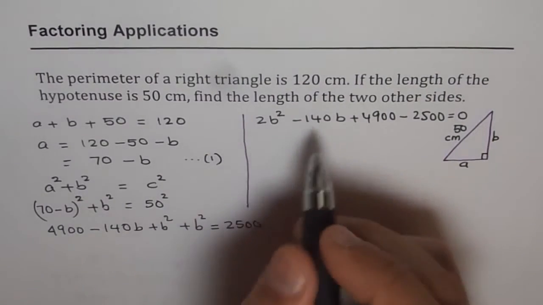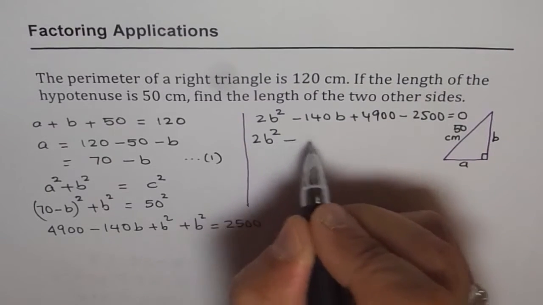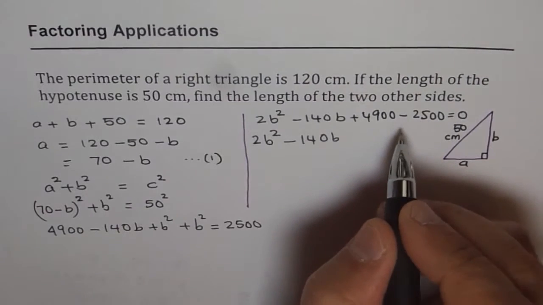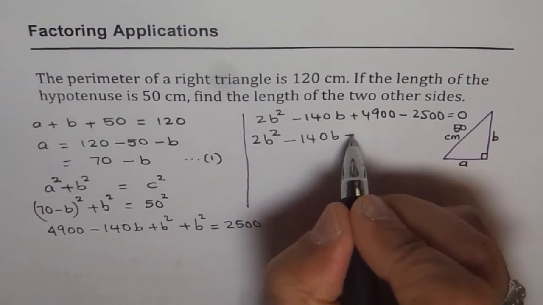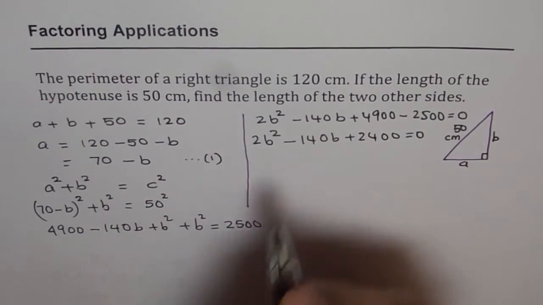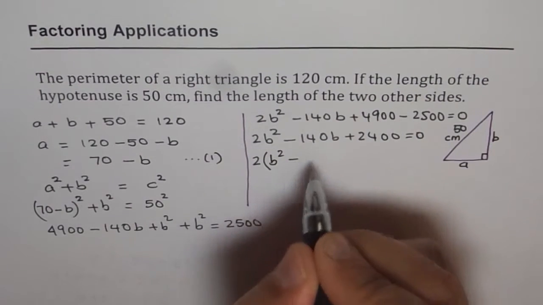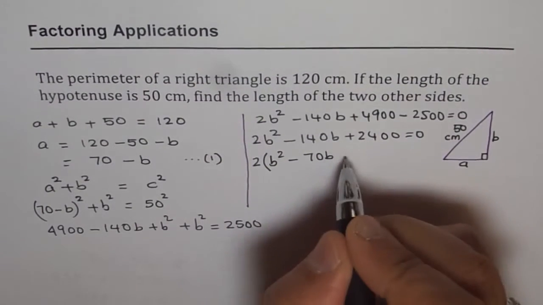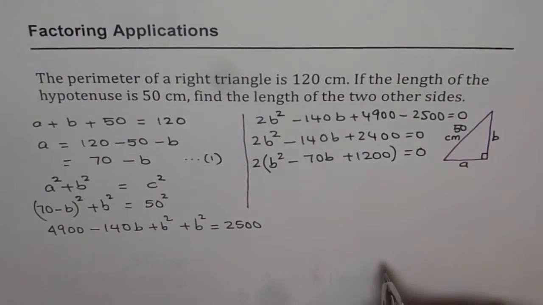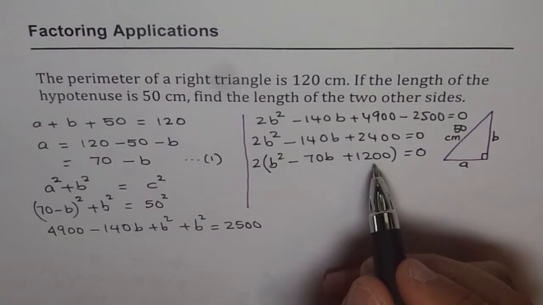Let's combine these terms and then write down the equation. We can also divide by 2 later. Let me just first, with simplification, we'll do later. So 49 minus 25 is 24, so we get plus 2400. We can factor out 2 at present, right? So we can factor 2, so we get B square minus 70B plus 1200 equals to 0, right?